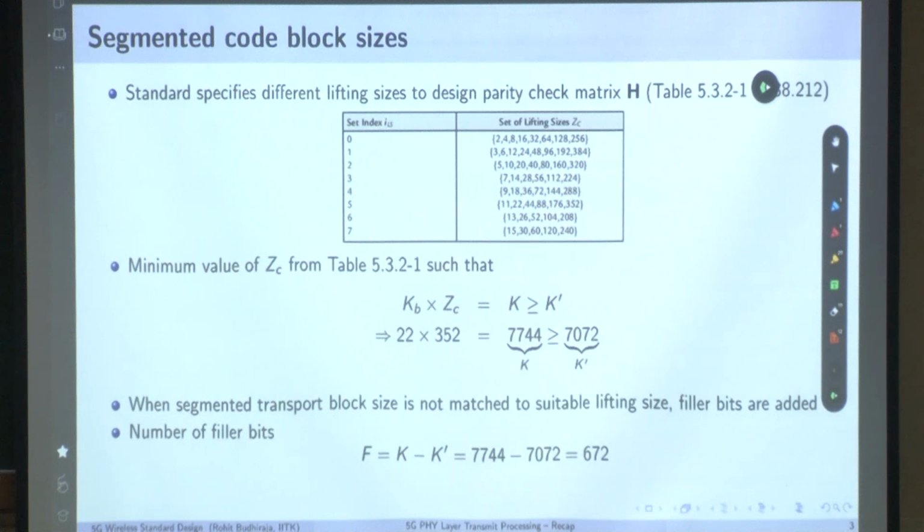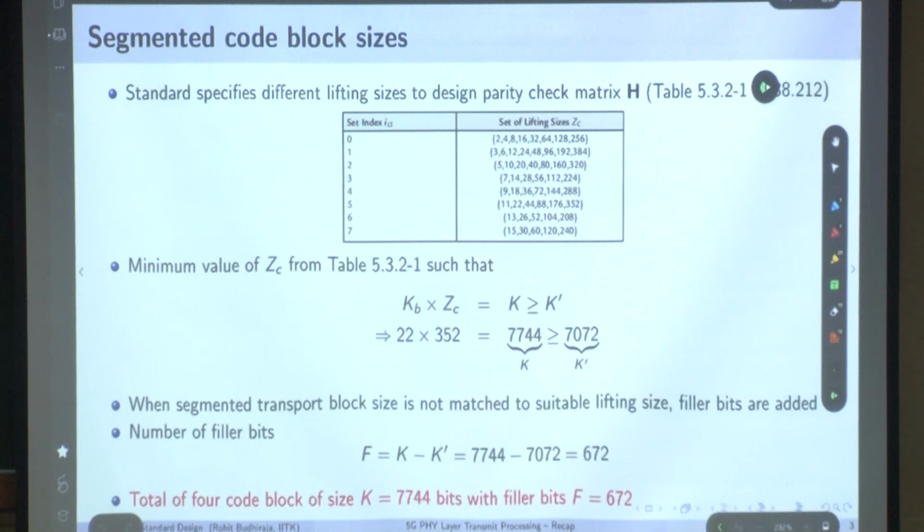We looked at another example also where the transport block size was small. That was the second example. We remember the number of filler bits was only 4. So it depends on what the transport block size is. Typically it will be in this range, and you can keep reducing. So what will be the output of this segmentation module? It will give you 4 code blocks of size K, which is K' plus F, that is 7744, with filler bits F equal to 672.